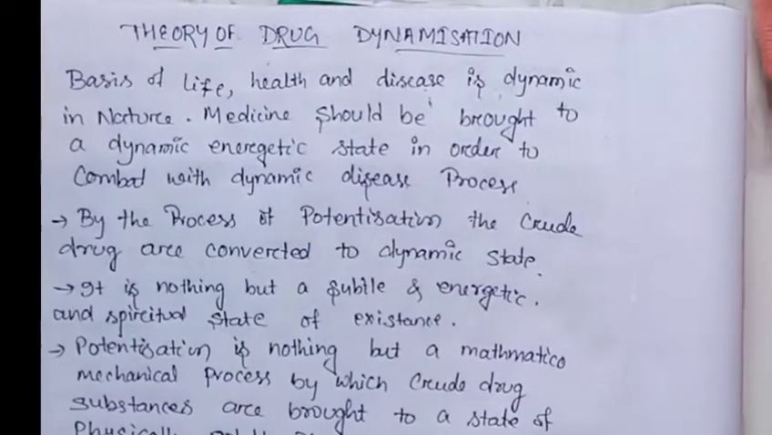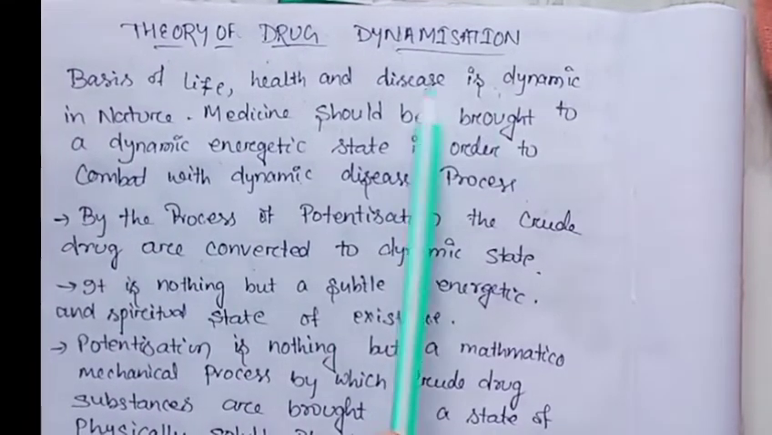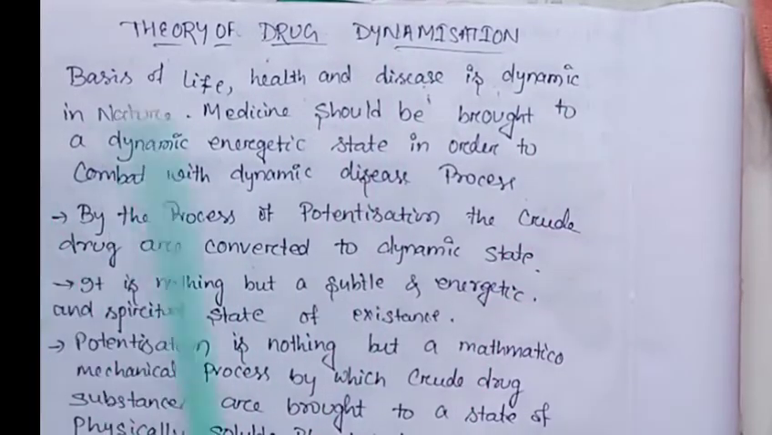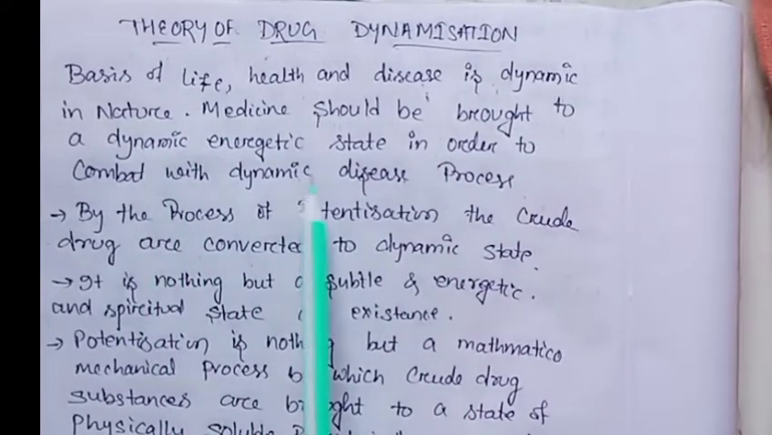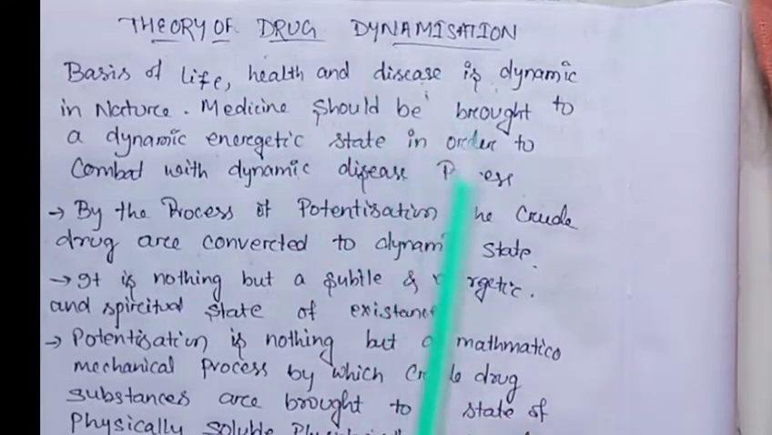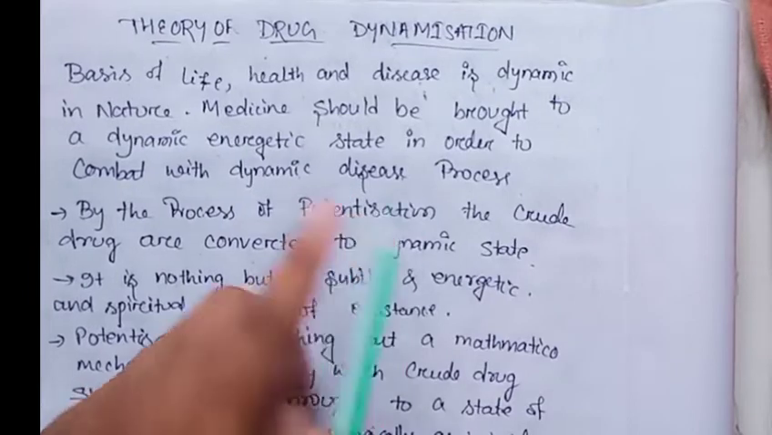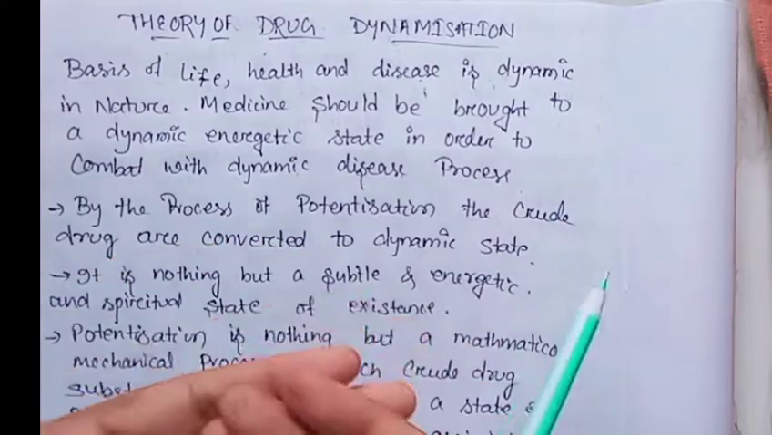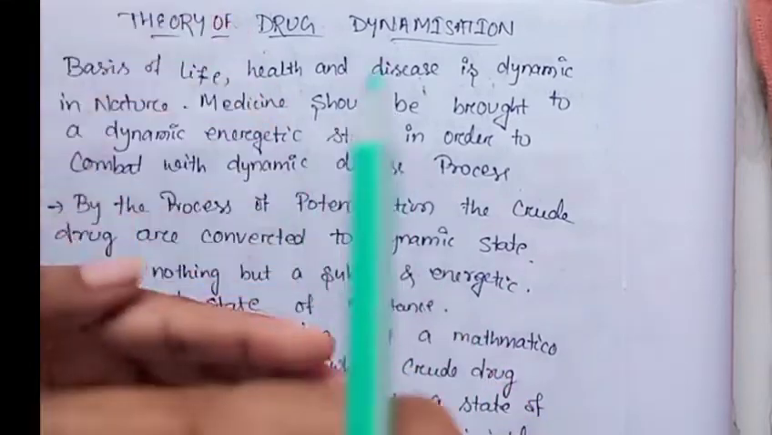Second theory, that is the theory about drug dynamization. It means that health and disease are dynamic in nature. In homeopathy, it is believed that health and disease occur in a dynamic form. Medicine should be brought into a dynamic, energetic state in order to combat the dynamic disease process. So medicine also must have a dynamic way to counteract the disease, which is also dynamic in process. That's why, by the process of potentization, the crude drug, the crude medicine found in homeopathic medicine, is converted into a dynamic state. So drug dynamization converts the crude state to a dynamic one.